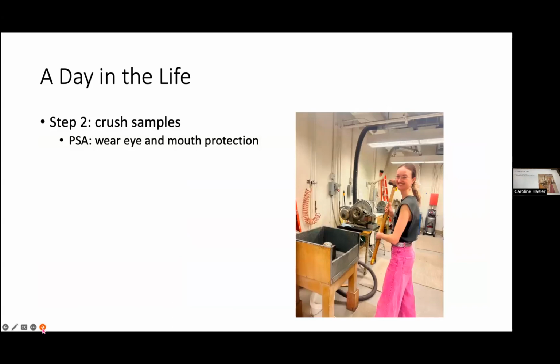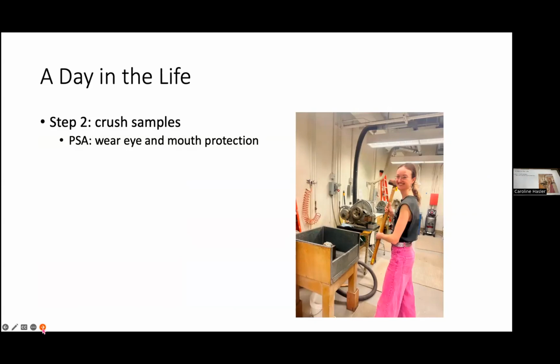Step 2 is crushing the samples. So this is a picture of me holding a really big hammer, standing next to one of my soon-to-be victims, a rock sample. This is very therapeutic, by the way. If you ever get the chance to smash a rock in real life, it's a lot of fun. I would definitely recommend it if you have any frustration you need to vent.